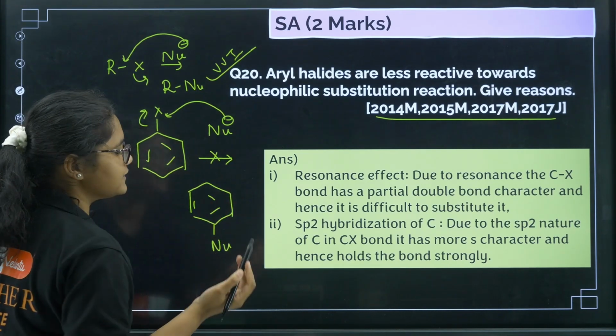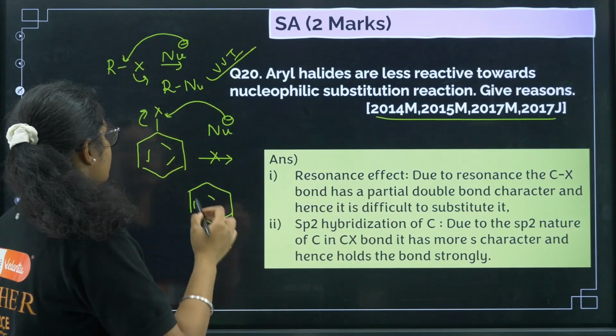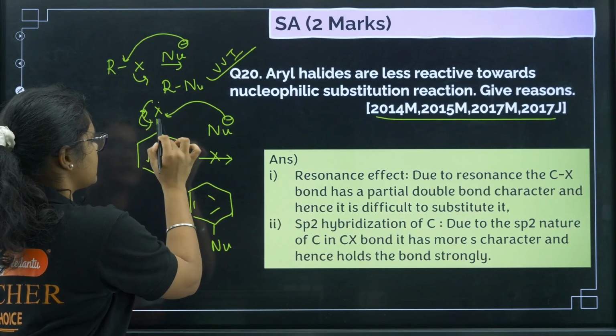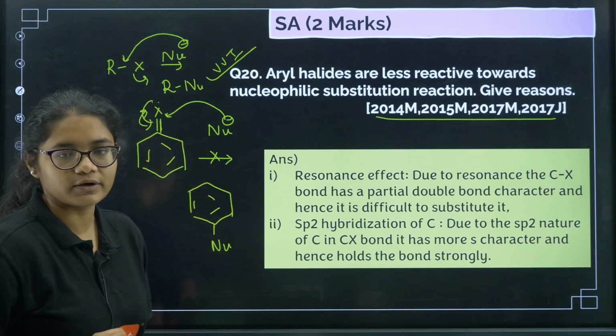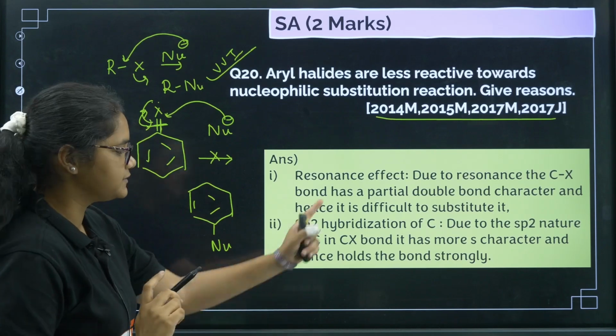Okay, this reaction does not take place. What is the reason for that? The first one is the resonance effect. Due to resonance, these electrons are in resonance and there is a partial double bond here. Due to this partial double bond, this bond cannot break easily. That is the first point.